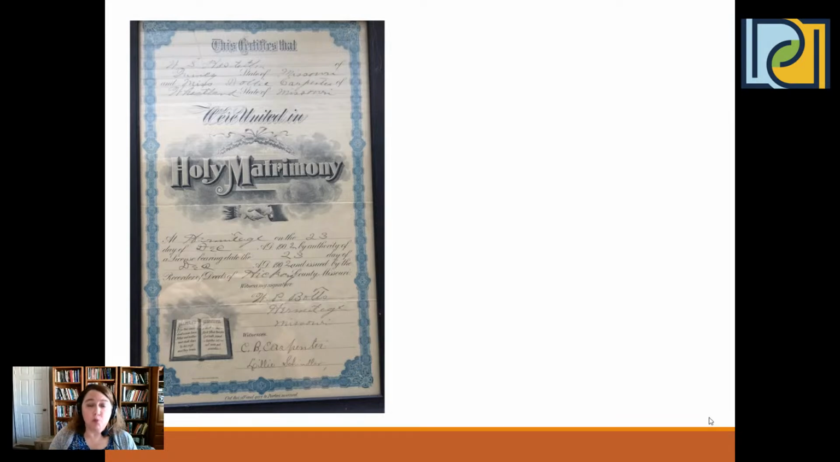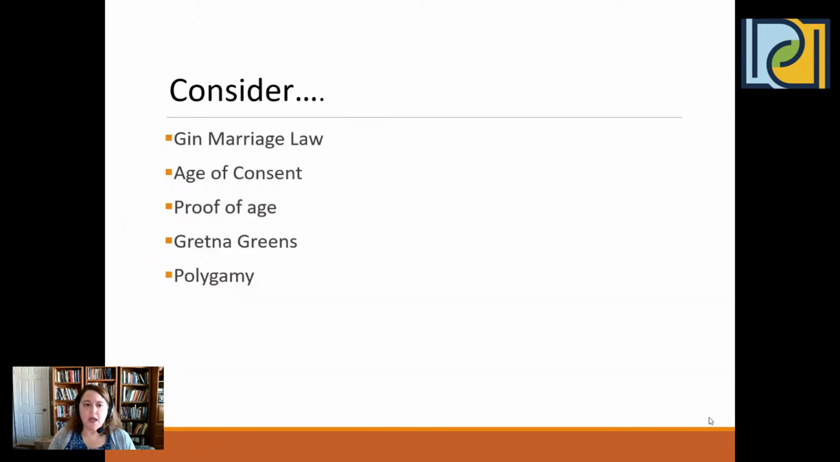And there might be more than one marriage record, especially if the person getting married is underage. That's one instance where there would be some kind of parental consent. So let's talk a little bit about marriage before we go on. And let's talk about some of the considerations when we're thinking about documenting marriage.